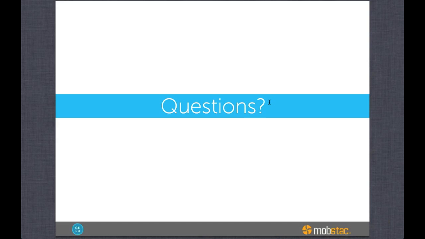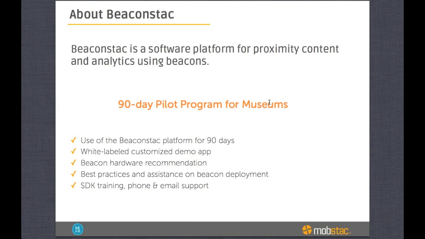And in terms of a good place to start, you can start with Beaconstac. We have a 90-day pilot program for museums. It includes use of the Beaconstac platform for 90 days. We have a white label customized demo app that we can give you, which you can use to do all the stuff that I described in this webinar. We also recommend beacon hardware. As you know, we work with companies like Gilo and Estimote and others, to make sure that their hardware, which is awesome, works well for your beacon deployment. We're also happy to help you with phone and email support and best practices and assistance. Of course, there's a lot of content that we have online on our developer blog, on our regular blog, and we have a bunch of material even on the documentation website. So I think that's a good place to start.